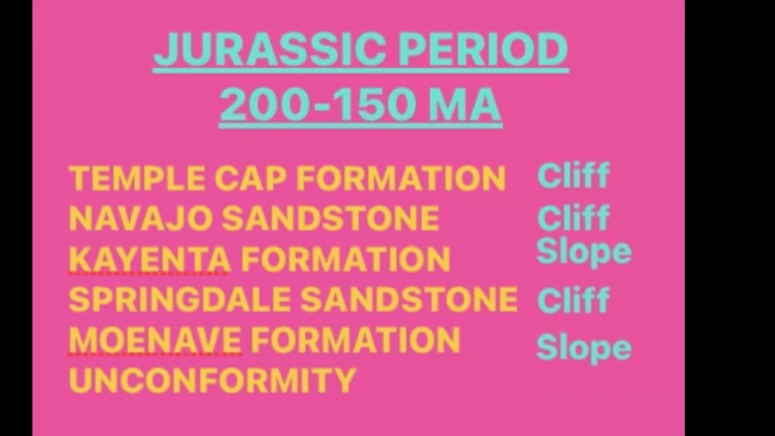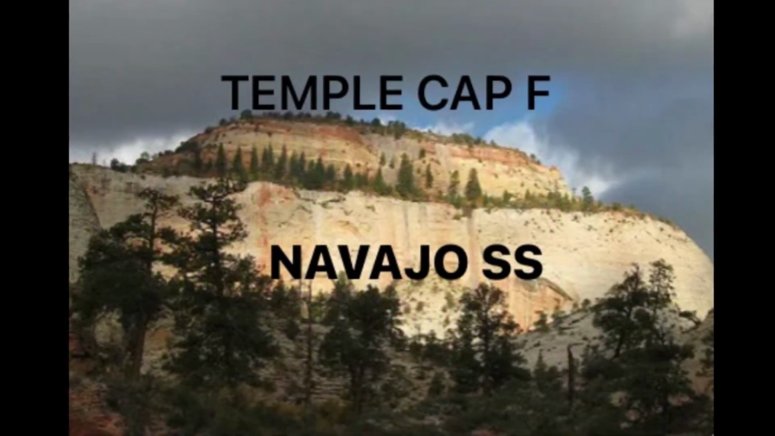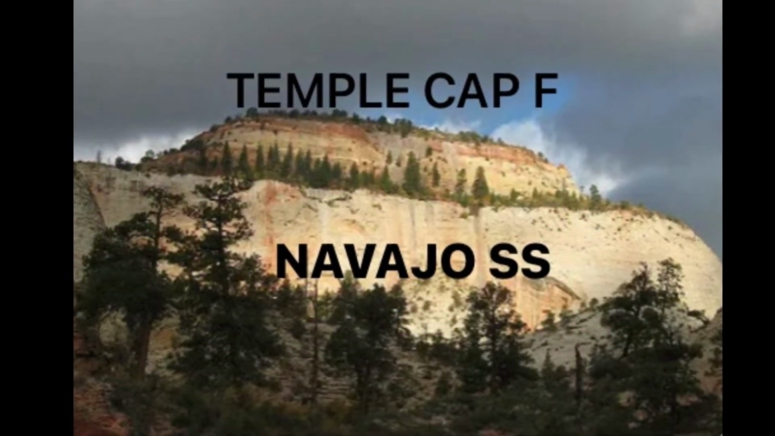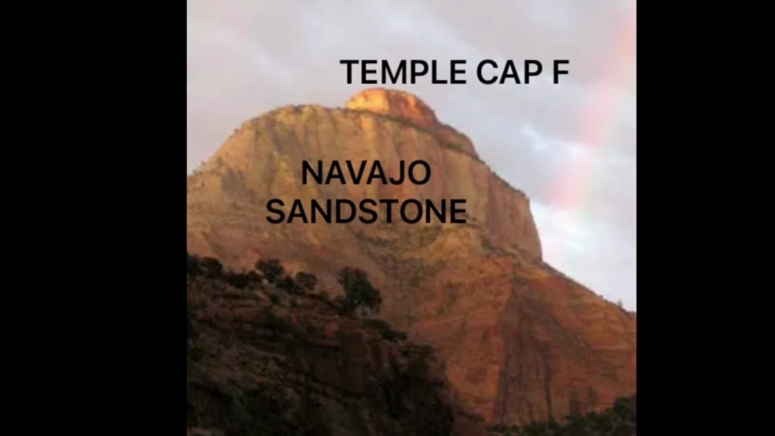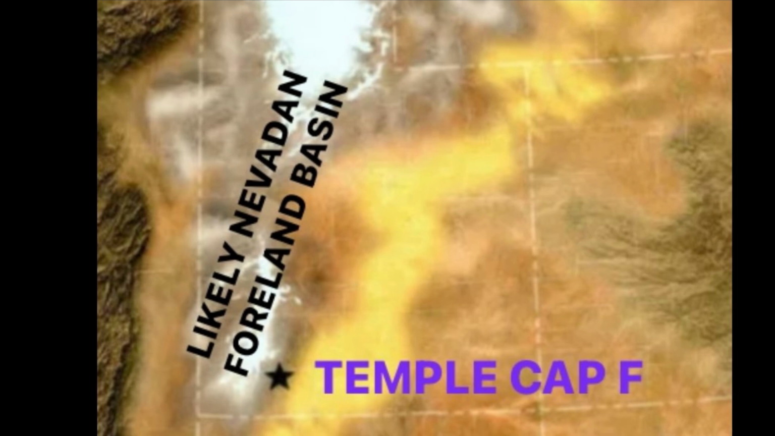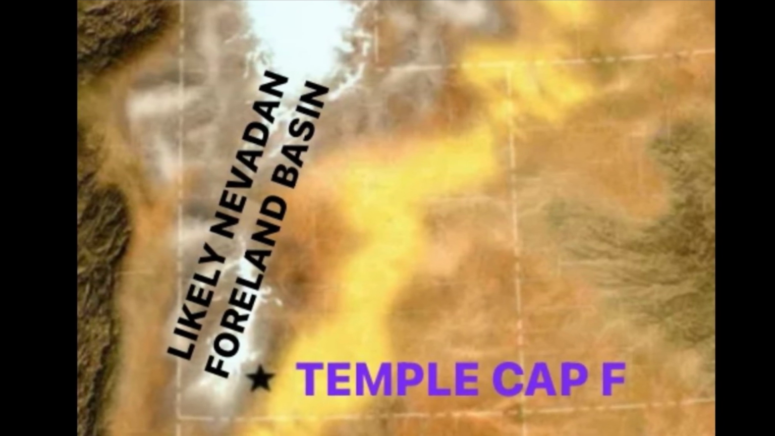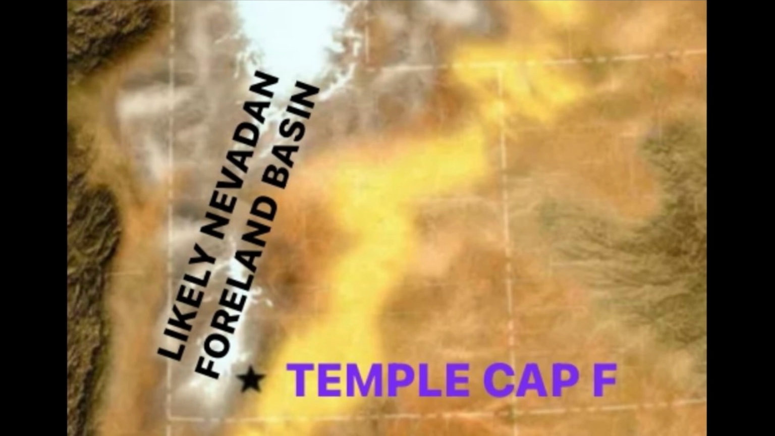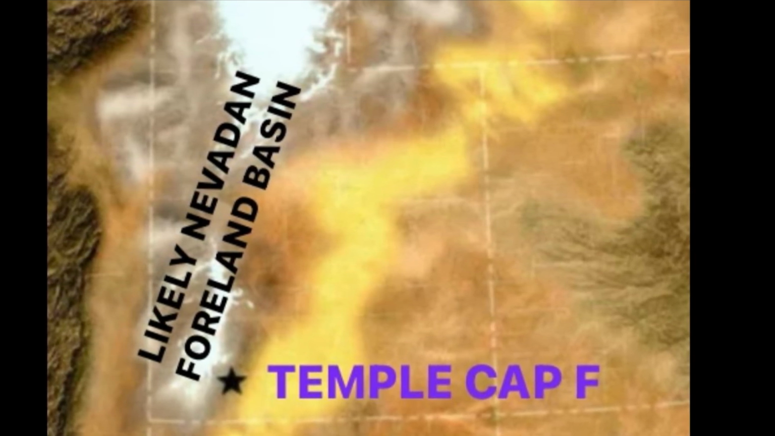The Temple Cap Formation tops off the Navajo sandstone, but only in a few places, and the Temple Cap Formation is only preserved at Zion National Park. It is made of sandstone and mudstone deposited on the very edge of what I believe to be the very beginning of the Nevadan orogeny foreland basin.